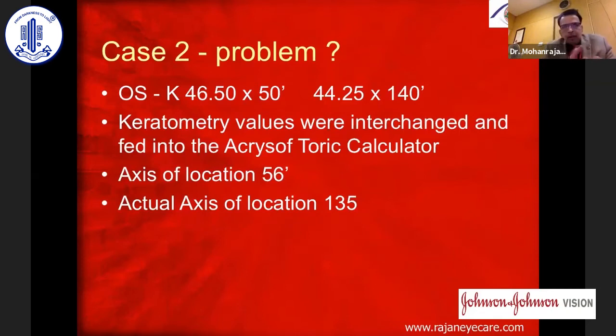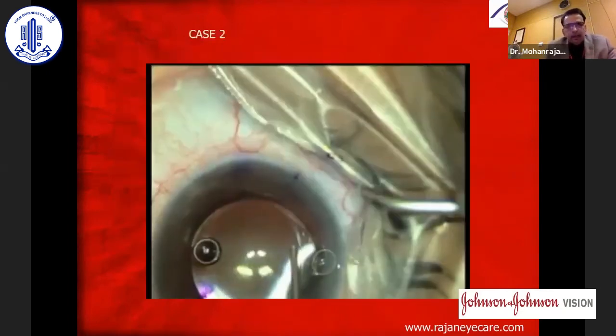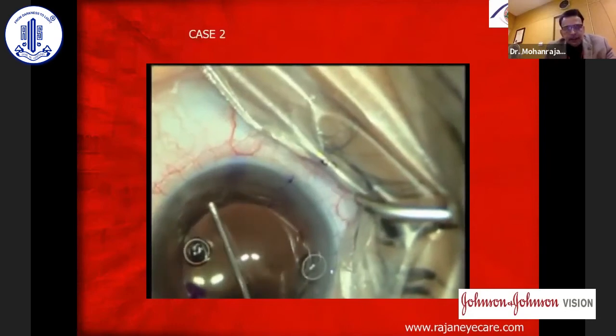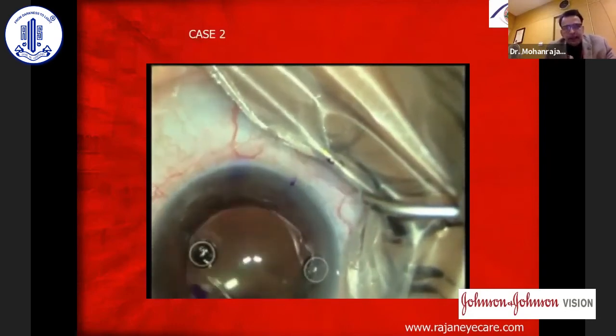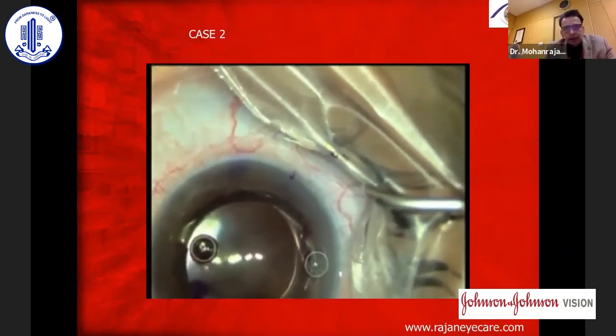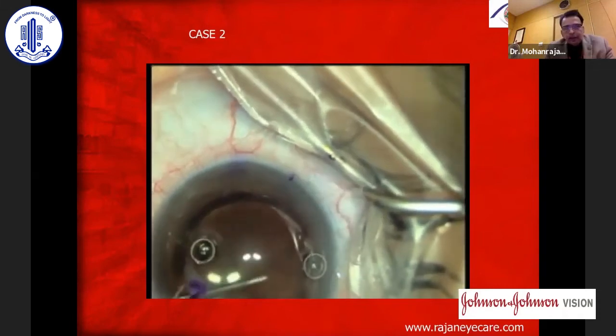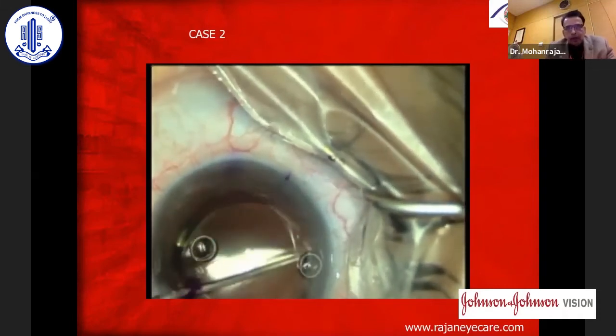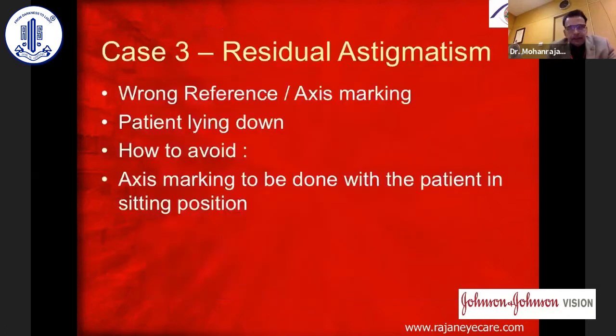So the optometrist got confused between the two, and the keratometry values were actually interchanged when fed into the Acrysof toric calculator. The horizontal value was put for the vertical and the vertical for the horizontal, and because of that, the axis of location was 56 degrees. The actual axis of location should have been 135 degrees. I identified this in the initial postoperative period, within a few days, and opened up the bag with a cohesive viscoelastic and rotated this Acrysof toric lens from 56 degrees to the original position of 140 degrees, and the patient did very well.